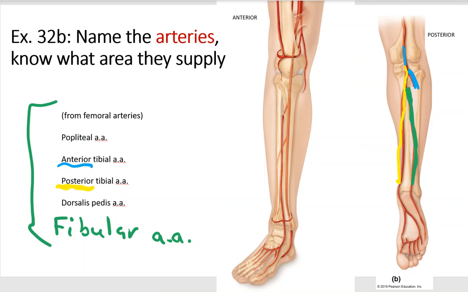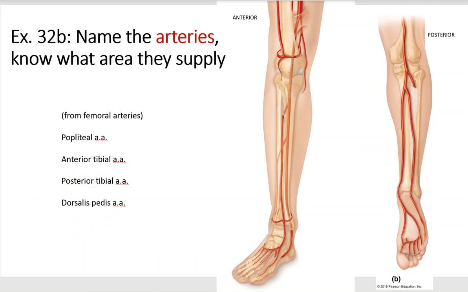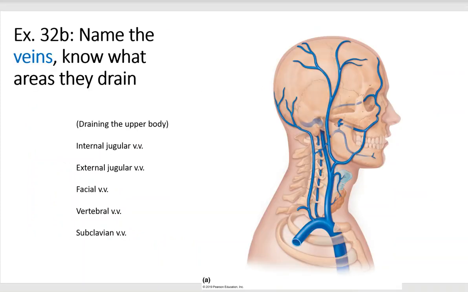Posterior tibial is the main yellow artery going down that's going to feed into the dorsalis pedis. Dorsalis pedis, no, I don't want that color. I want another color. Dorsalis pedis is like this one right here on the top of your foot. Sorry, I forgot the fibular artery. And that's pretty much the arteries. And so here we have the veins draining.